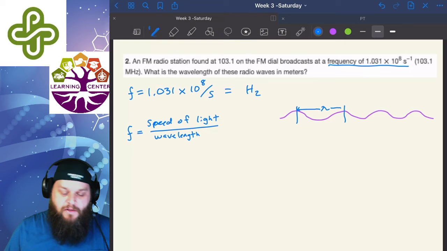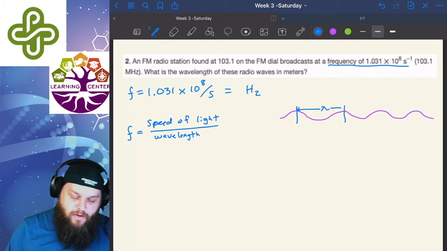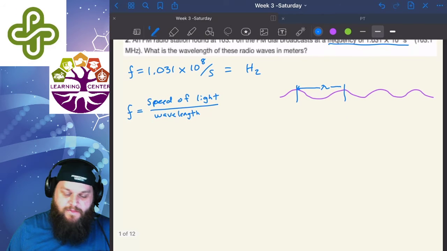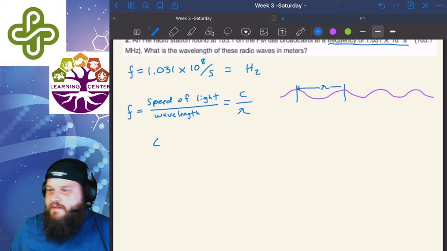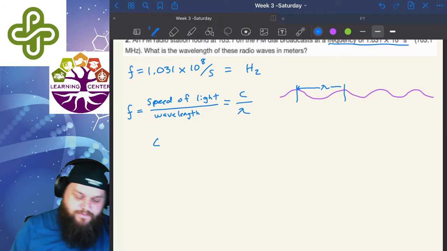And we can calculate that because in a vacuum of space, or any type of vacuum environment, light travels at a constant speed. When it starts going through other objects like air, it does slow down a little bit. But for the most part, we can say the speed of light is constant, assuming it's traveling through free space. So we call that C usually. This is usually C over lambda. Lambda is this Greek symbol, and it usually is referring to the wavelength of something.